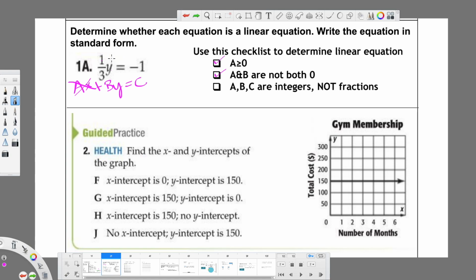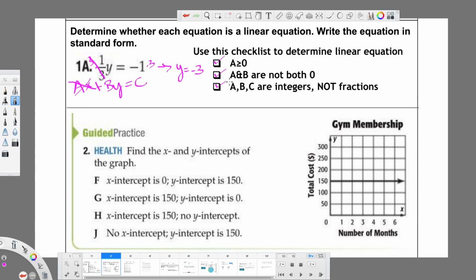We can very easily fix this by simply multiplying both sides by 3. So now 3 divided by 3 cancels, and I just have y equals -3. This is perfectly fine because remember there's a 1 here. We don't have to write 1, but 1 is an integer, -3 is an integer. So this guy passes the test.